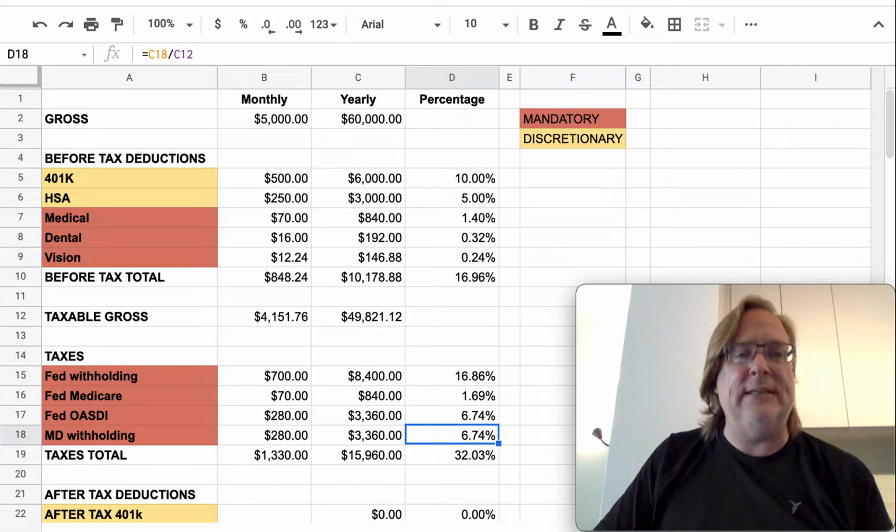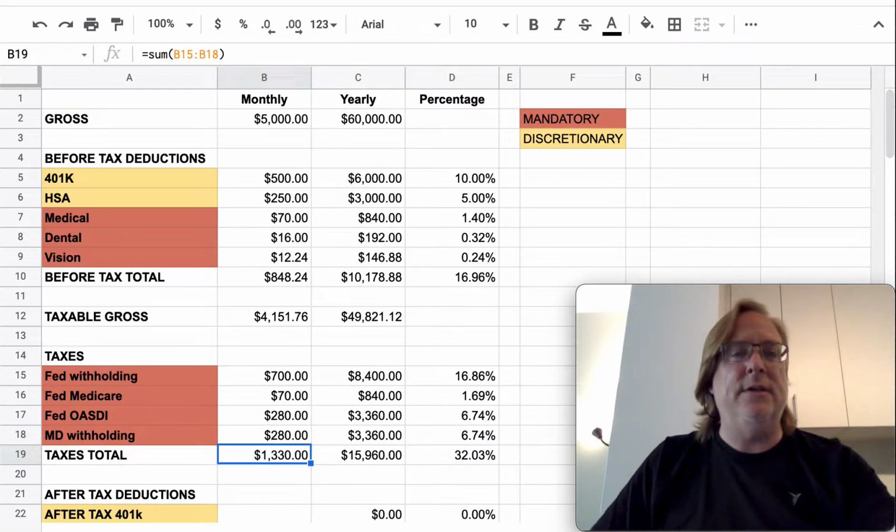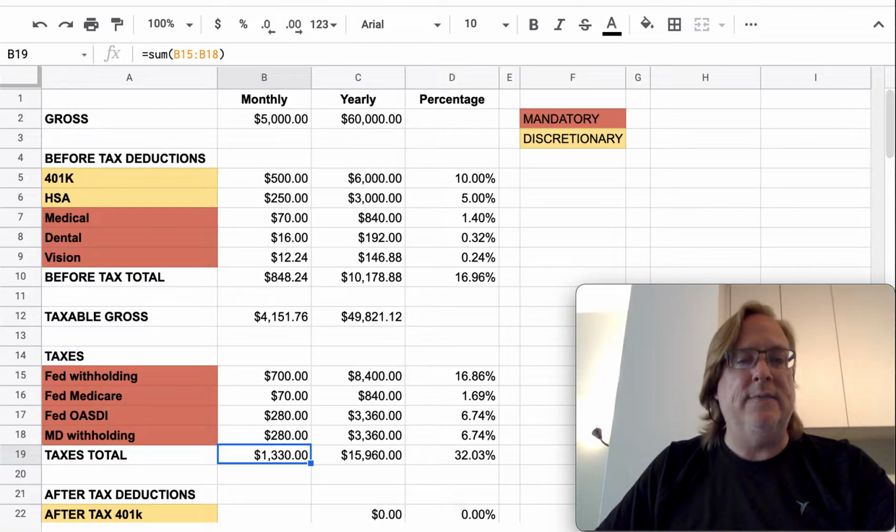C18 divided by C12, the percent against the taxable gross. And then for the total, it's very similar to the total above. I'm just doing a sum of cell B15 through B18, so federal withholding through Maryland withholding.